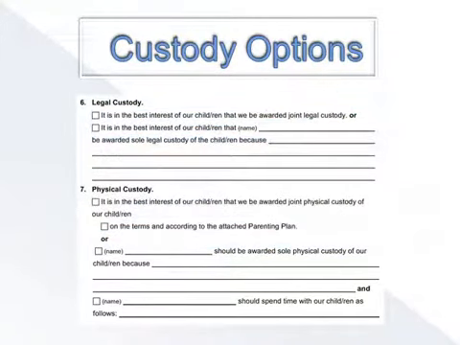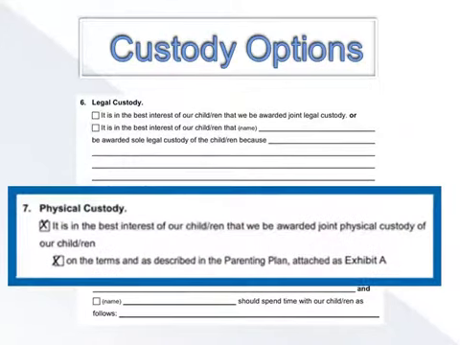After you have finished filling out the legal custody section, you will move on to the physical custody section. Again, the first option you have is to award joint physical custody to both parties, but this time it says, on the terms and as described in the parenting plan attached as Exhibit A. This is the place in your petition where you will reference the parenting plan as an exhibit, and then it will become part of the petition.